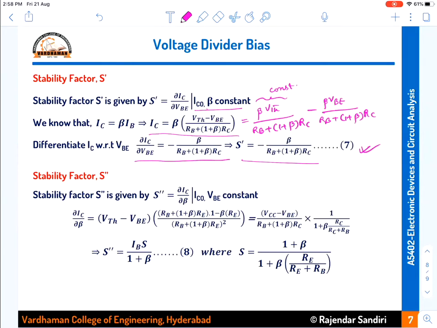Okay. Now S double dash is with respect to beta, so we have to differentiate and assume IC naught and VBE as constants. Again, you will get the U by V form here. Then you have to differentiate that U by V form by applying the U by V formula, the same thing as we have done for the collector to base bias. We will get this also as S double dash is equal to IB into S by 1 plus beta, where S is equal to this one. Okay. So with this, S, S dash and S double dash also can be derived for the voltage divider bias network.